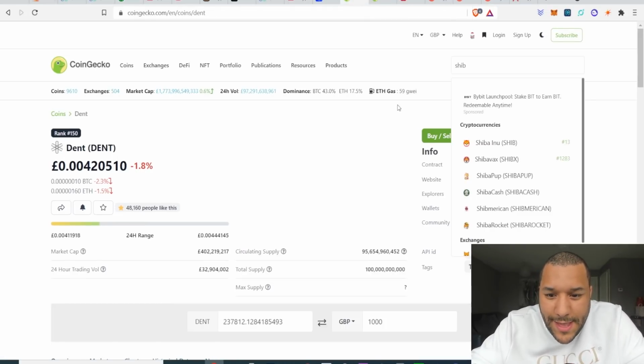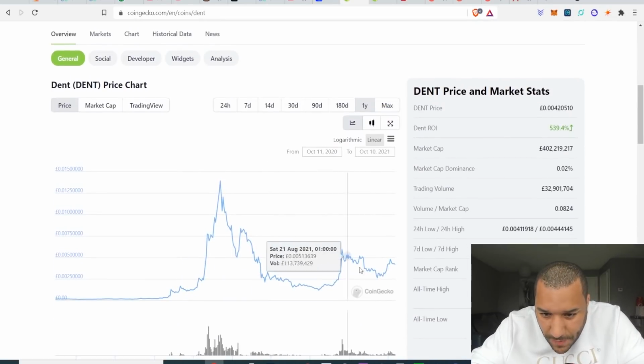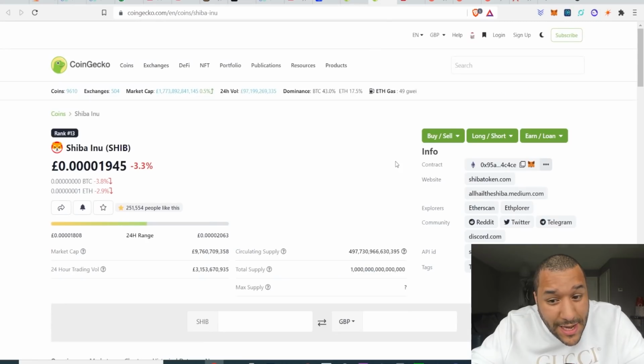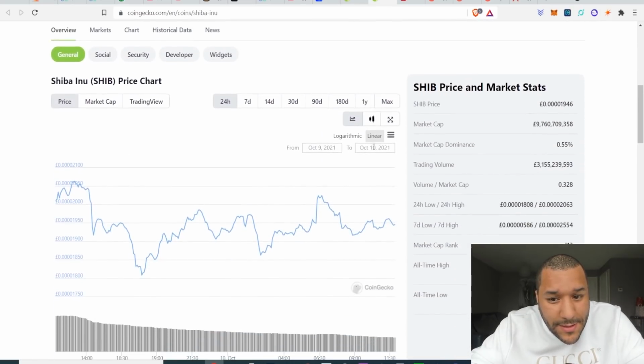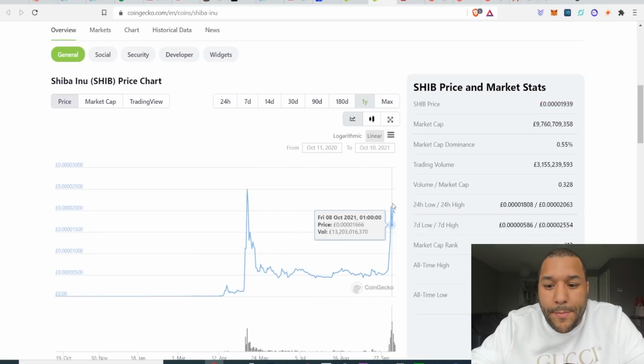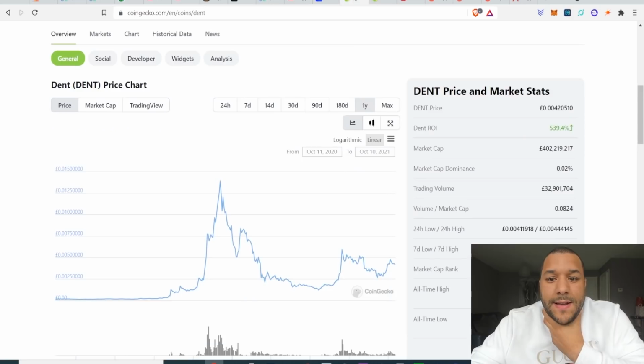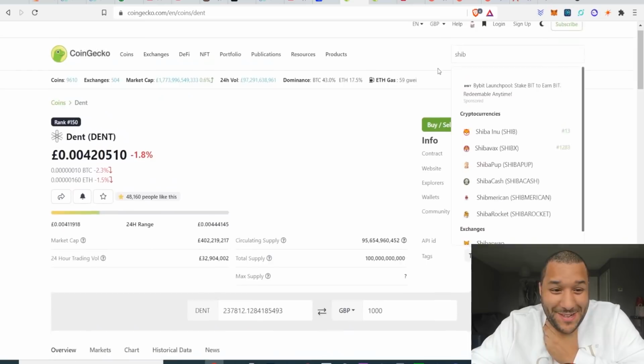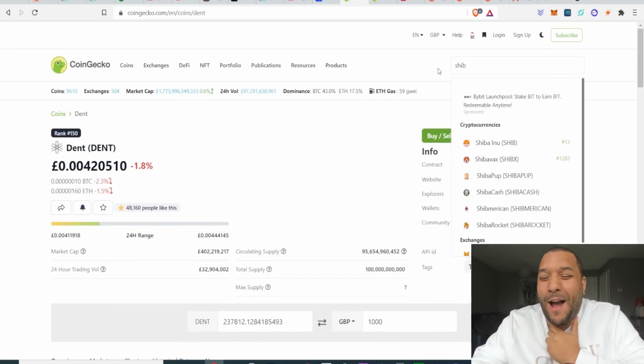When you look at DENT, it came down, had a massive drop, then look at Shiba Inu. I'm just saying these coins look to be doing similar things. Let's put it over the year, look at that, see, came down and scooping back up. So let's just see what happens, because if it does, I'm just going to say I told you so. I already did that.